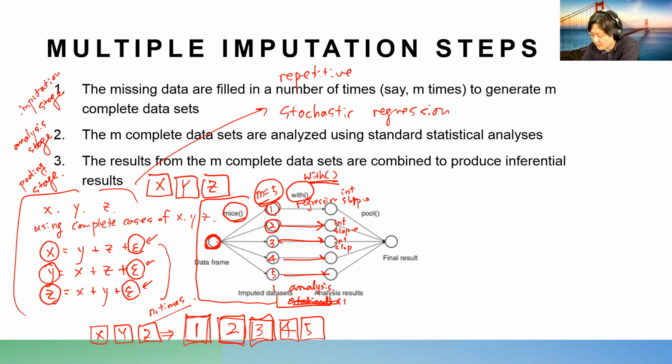And the last step is the pooling stage. In the pooling stage, we aggregate the different parameters. We just get the sum. The standard error is a little bit complicated, and they use a different formula to get the aggregated number. But the main idea is we aggregate all the different sets of parameters and get one number. Okay, so this is multiple imputation.